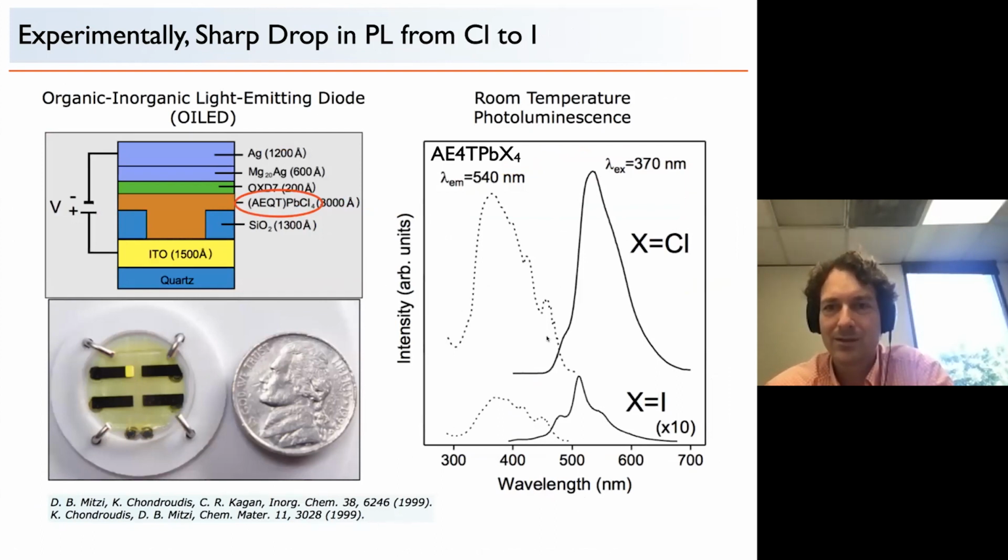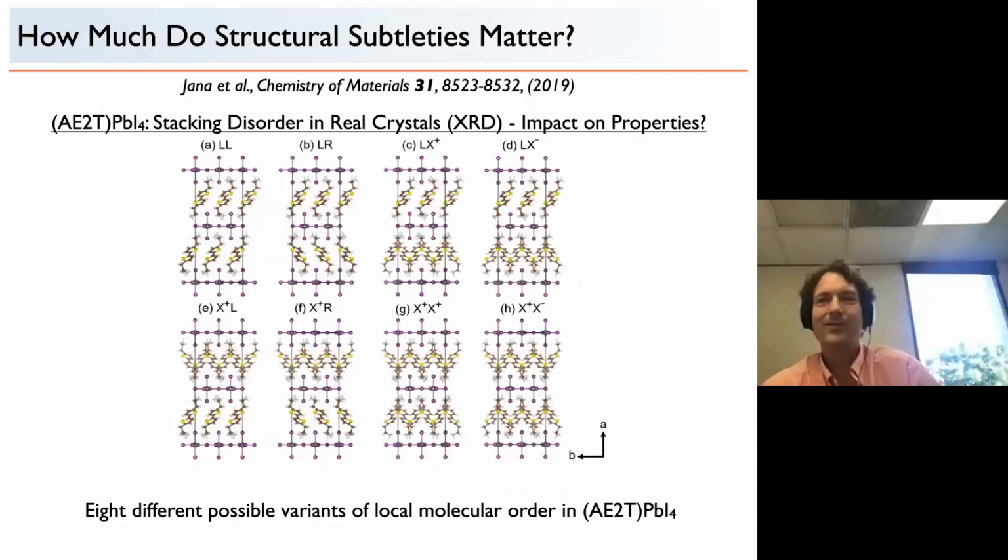So here you can see that there's a very strong photoluminescence line at room temperature in the chloride variant, but not in the iodide variant. So this is consistent with this assessment. Okay, so this works. And so where's the problem? Actually, the problem is here.